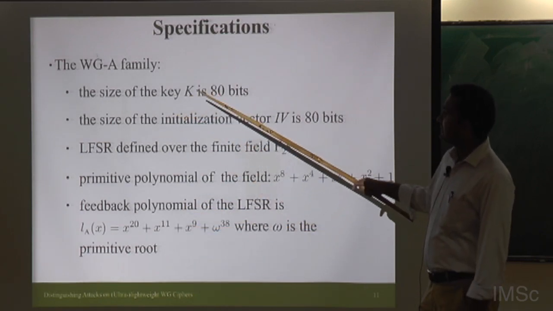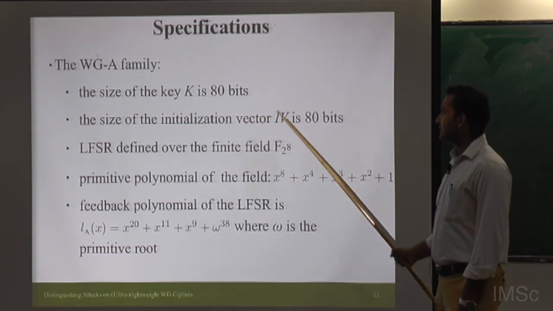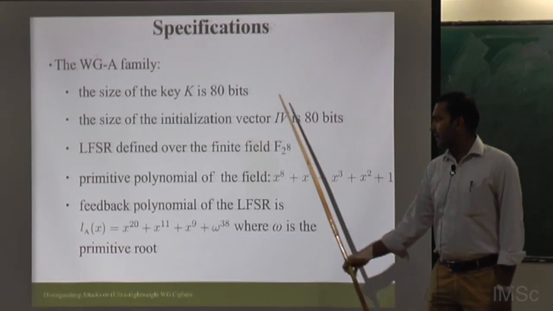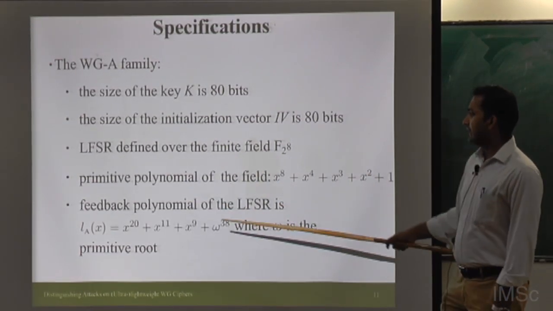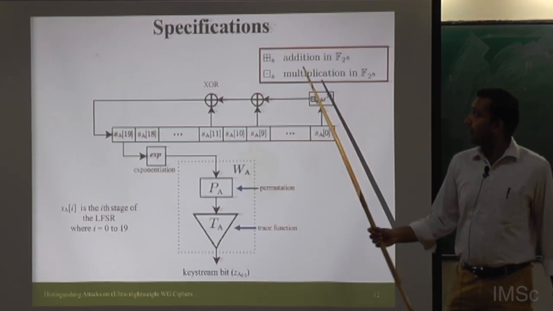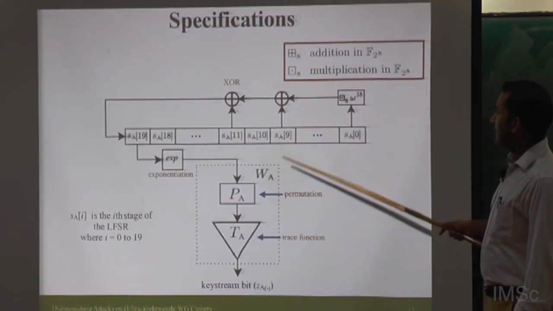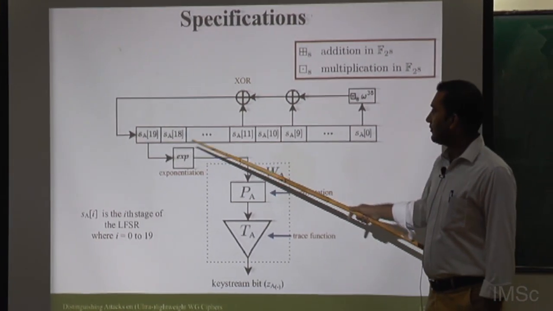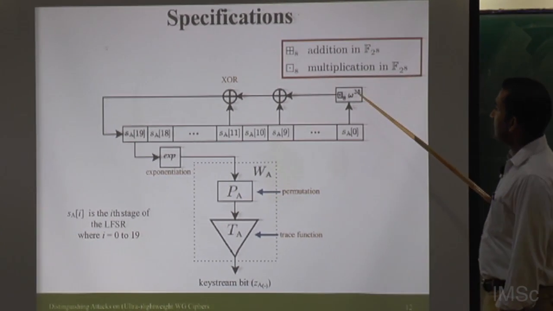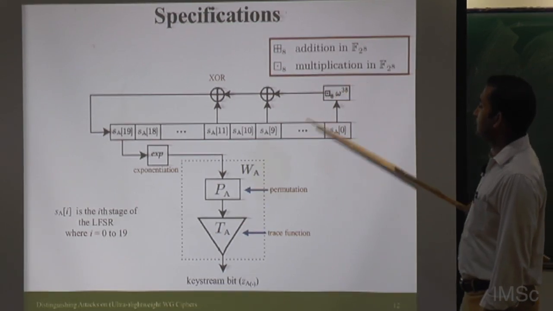WGA uses a key of size 80 bits and an initialization vector of size 80 bits. The LFSR is defined over the field F2 power 8. This is a primitive polynomial of the field, and the feedback polynomial of the LFSR is given here. This is the schematic diagram of WGA. The LFSR is made up of 20 stages, and omega power 38 is the multiplication factor used. This is the multiplication operand used in the field F2 power 8.